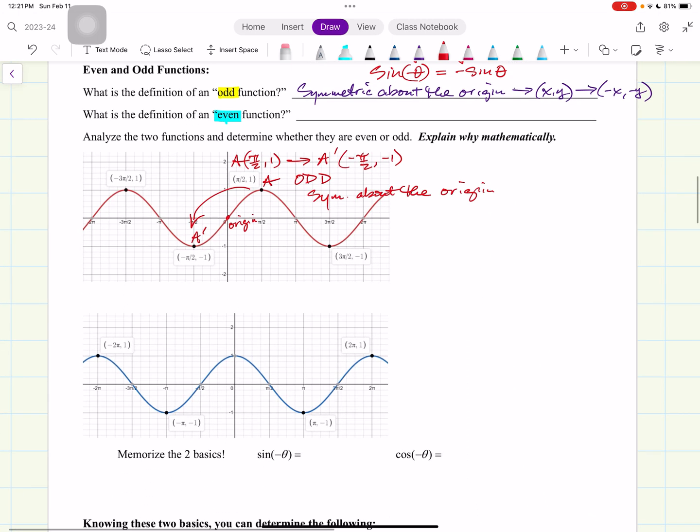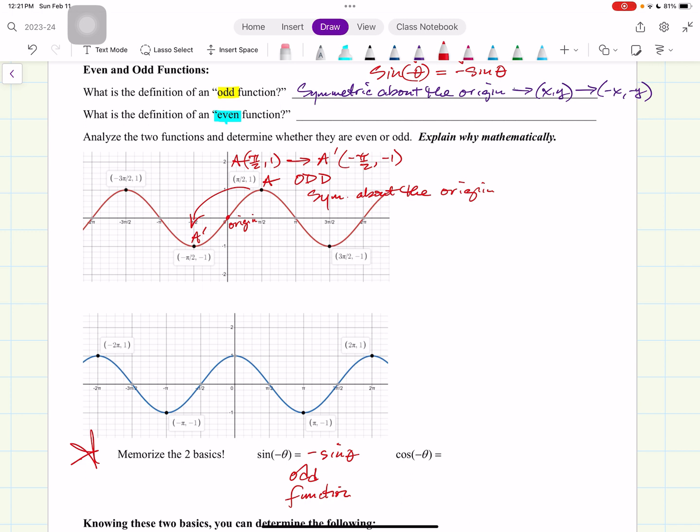Okay, and there's a little basic down here. Memorize the basics: sine of negative theta equals negative sine theta. This is the definition of an odd function. It's symmetric about the origin.